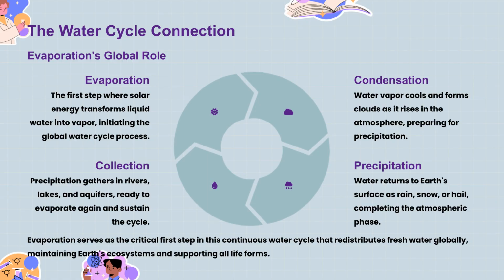Evaporation is the critical first step in the global water cycle. Solar energy turns liquid water into vapor. This is followed by condensation, precipitation, and collection, sustaining the cycle that redistributes fresh water globally.